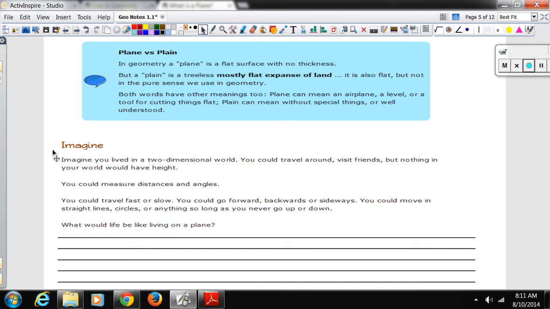There's a little activity for you to do. Imagine you lived in a two-dimensional world. You could travel around, visit friends, but nothing in your world would have height. You could measure distances and angles. You could travel fast or slow. You could go forward, backwards, or sideways. You could move in straight lines and circles or anything, so long as you never go up or down.